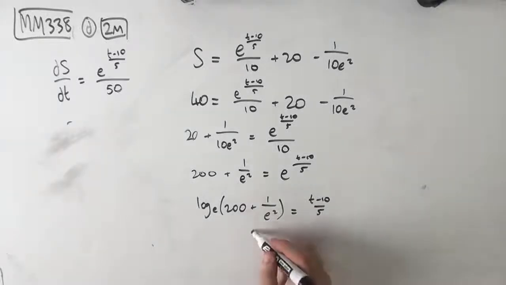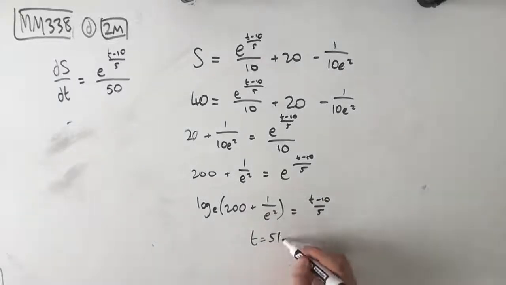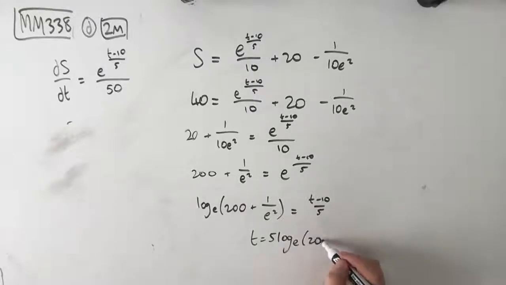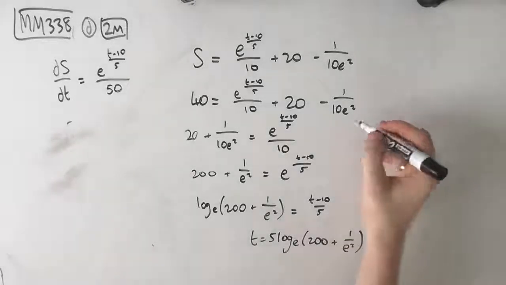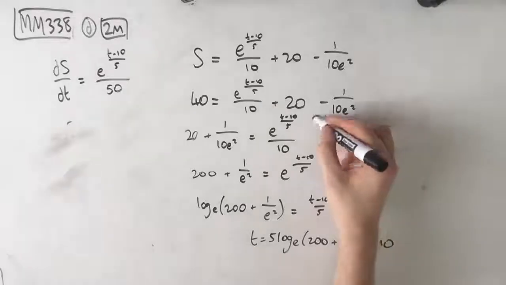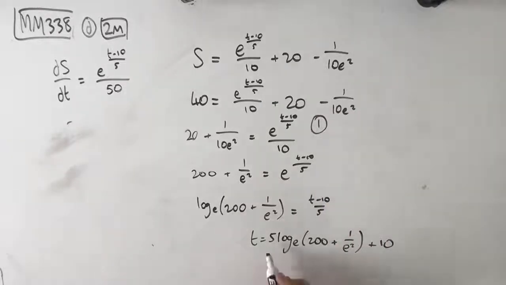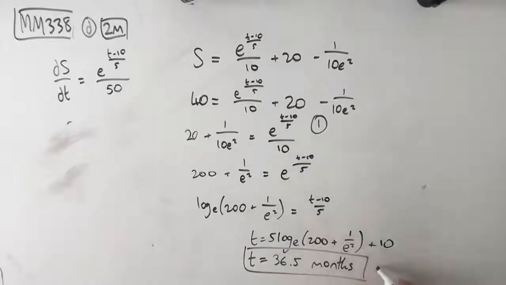And then rearranging this, we get t equals 5 log e of 200 plus 1 on e squared, plus 10. Awesome. Now, our first mark actually comes somewhere around here, like in between these 2 steps. And then we need to chuck this into our calculator. And what we're going to get is t equals 36.5 months. And that's our second and final mark for part D.